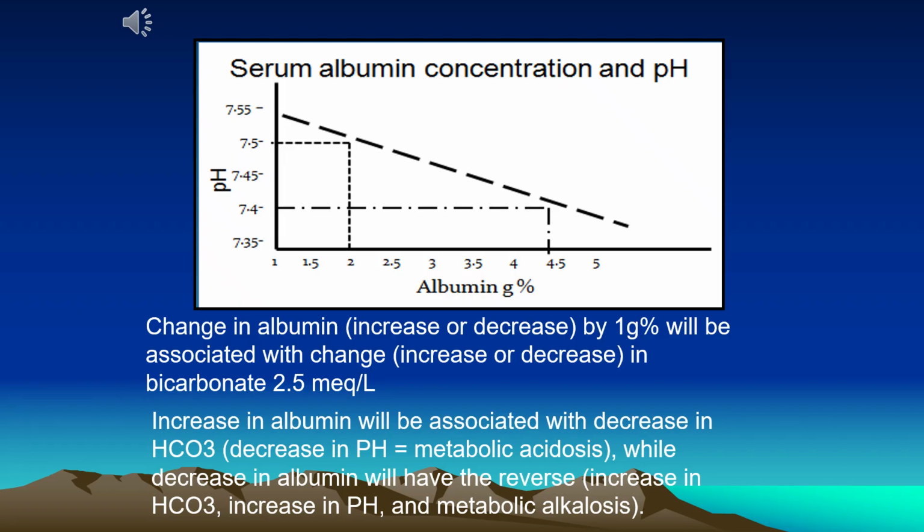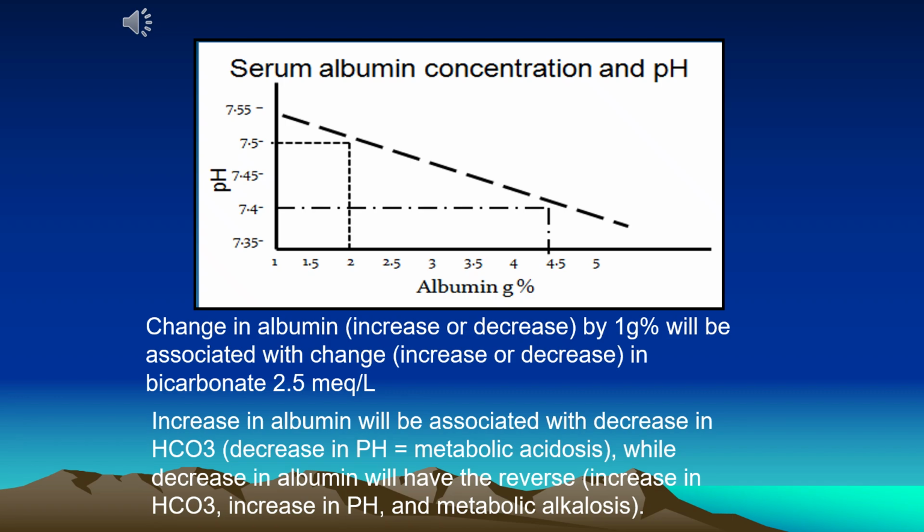Let's be explicit about the direction, because this is critical. An increase in albumin by 1 gram per deciliter is associated with a decrease in bicarbonate of 2.5 milliequivalents per liter. This lowers the pH, contributing to a metabolic acidosis. Conversely, a decrease in albumin by 1 gram per deciliter is associated with an increase in bicarbonate of 3.0 milliequivalents per liter. This raises the pH, creating a metabolic alkalosis.